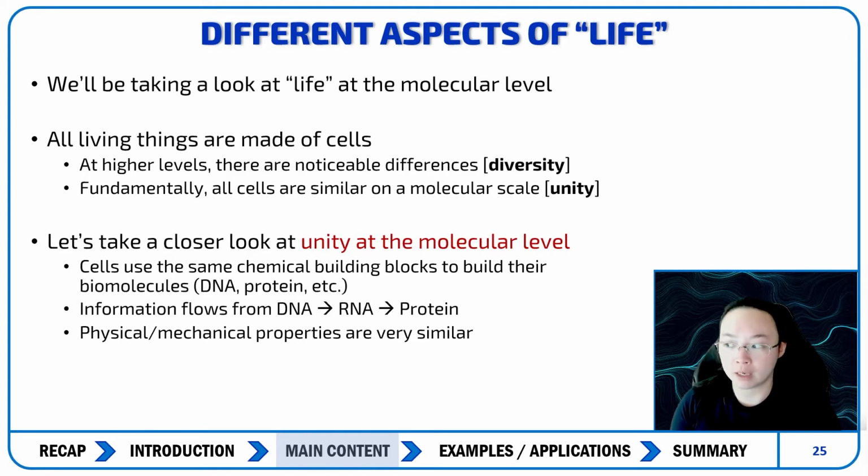So moving forward, cells use the same chemical building blocks to build their biomolecules, such as DNA, protein, etc. And we're going to see how those building blocks interact with each other to give function to each macromolecule. Since we're looking at the molecular level, we can also assume that their physical and mechanical properties are very similar. So that allows us to use the same physical models to represent their properties. For example, electrostatics and different interactions between them.